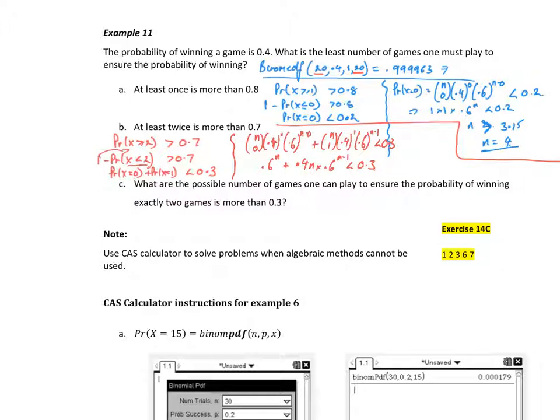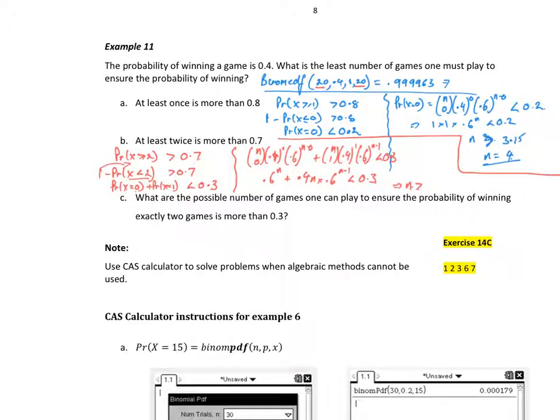Again, on my CAS, solve that. That gives me n has got to be greater than 6. Therefore, n has to be equal to 7. All right, part C. What's C telling us? What are the possible number of games one can play to ensure the probability of winning exactly 2 games? So we want the probability x equaling 2 is greater than 0.3.